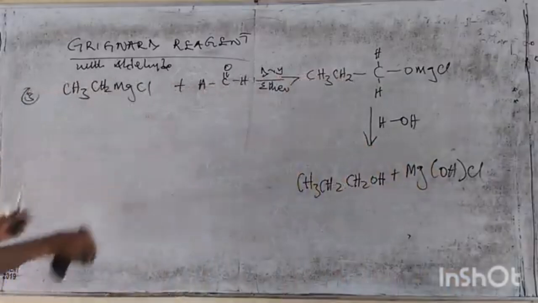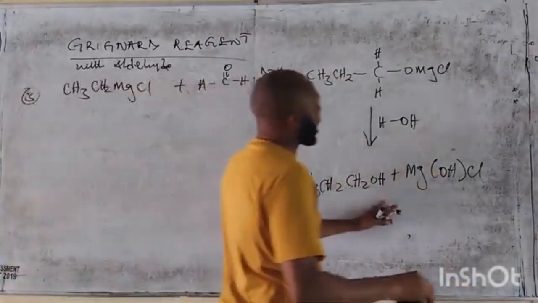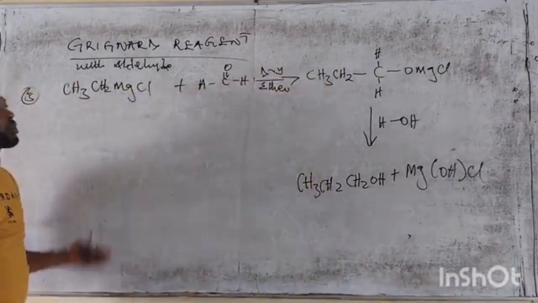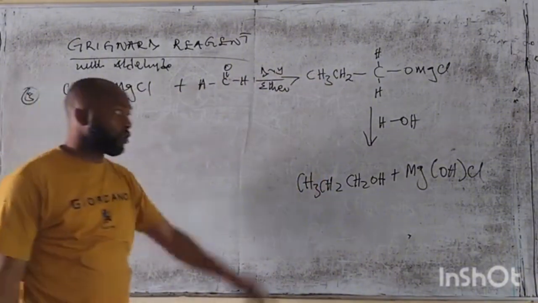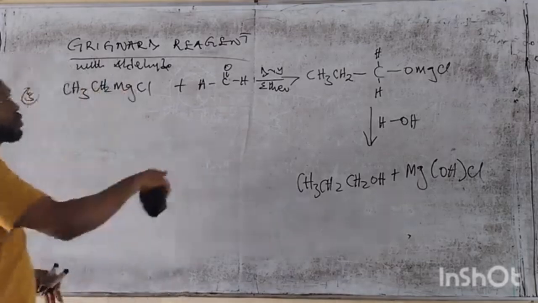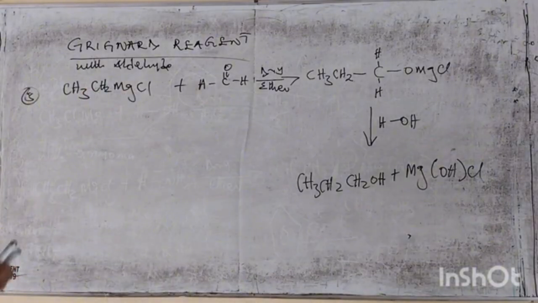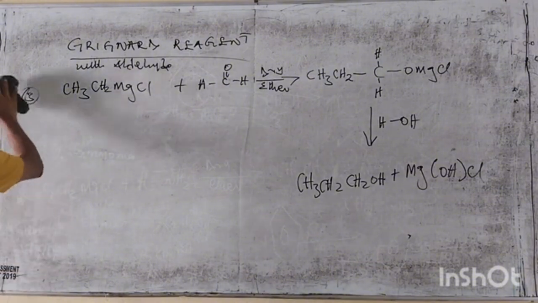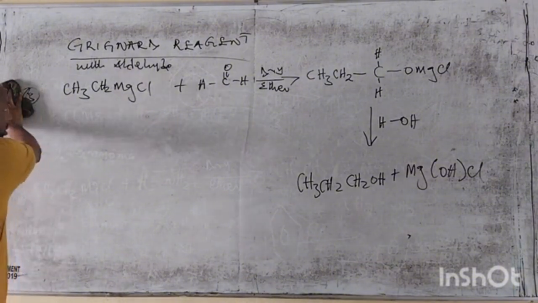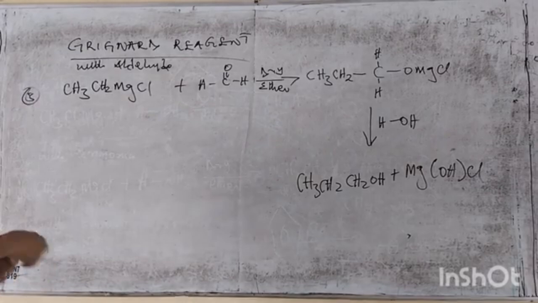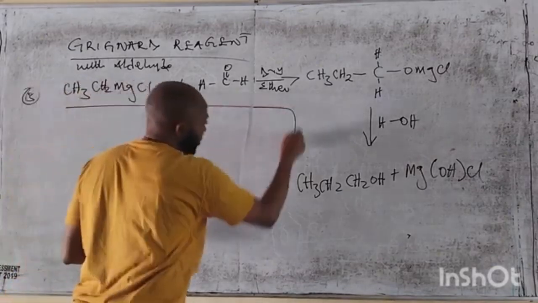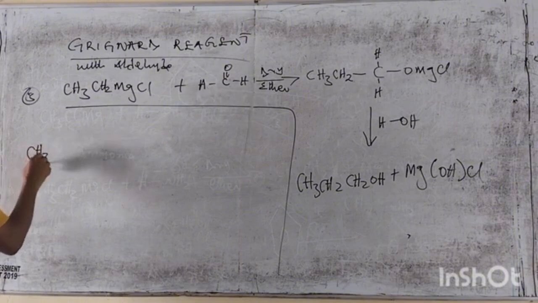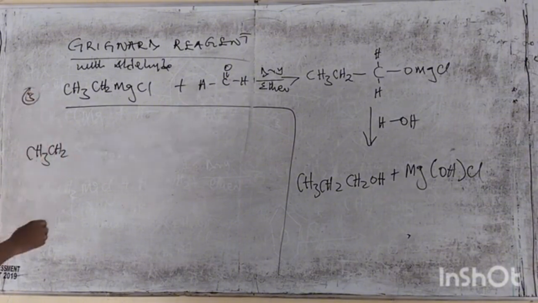We're dealing with aldehyde. So from here, we're able to get a primary alcohol. When we react with methanal, we get a primary alcohol. When we react with ethanal, obviously we get a secondary alcohol and so on. But before we go into the ethanal to get our secondary alcohol, let us see the mechanism of that reaction so we're not going to be confused. This is the mechanism.